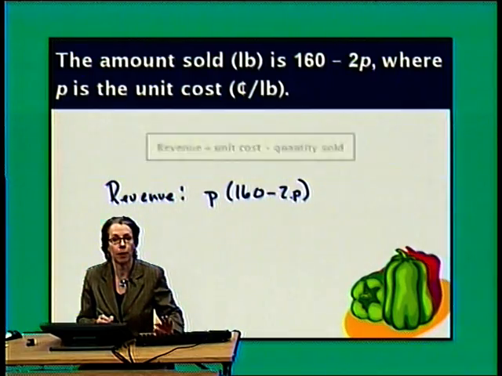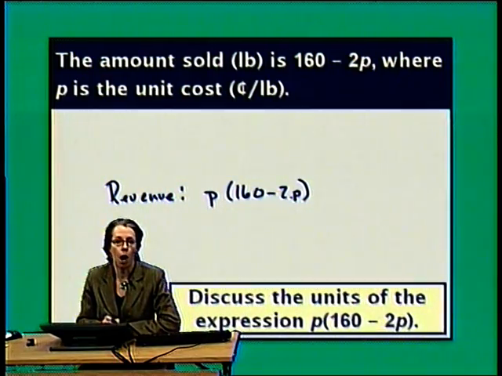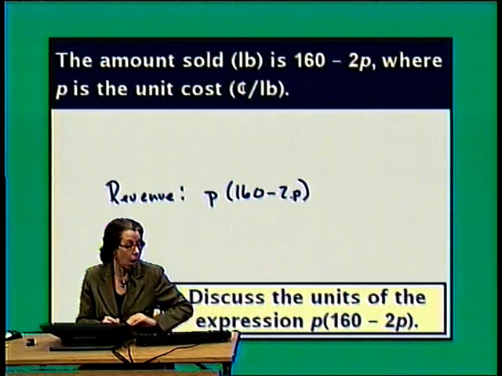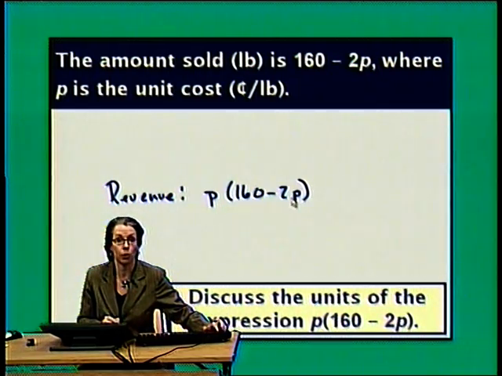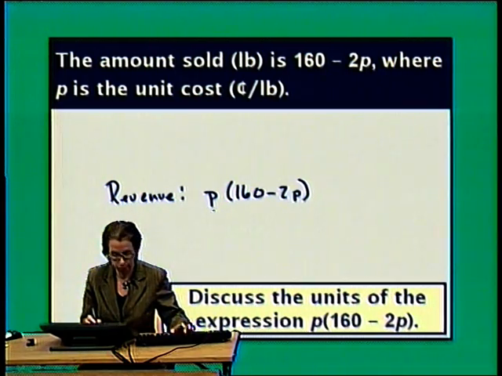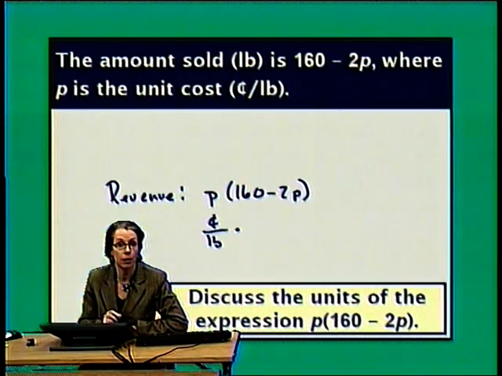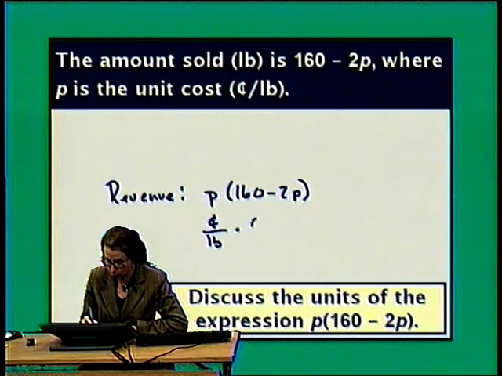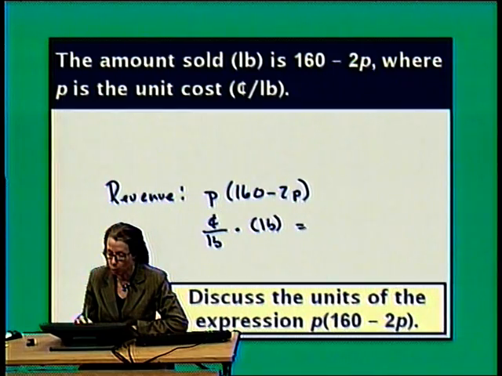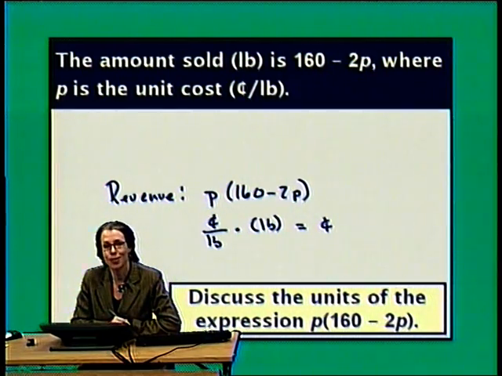Let's think a little bit about the units here. So the units on this expression for revenue, are they dollars? Are they cents? What do we have? Well, the units of p are cents per pound. And the units of 160 minus 2p, we were told, were pounds. Multiplying cents per pound by pounds gives us cents. So this is a formula that's giving us the market's revenue in cents.